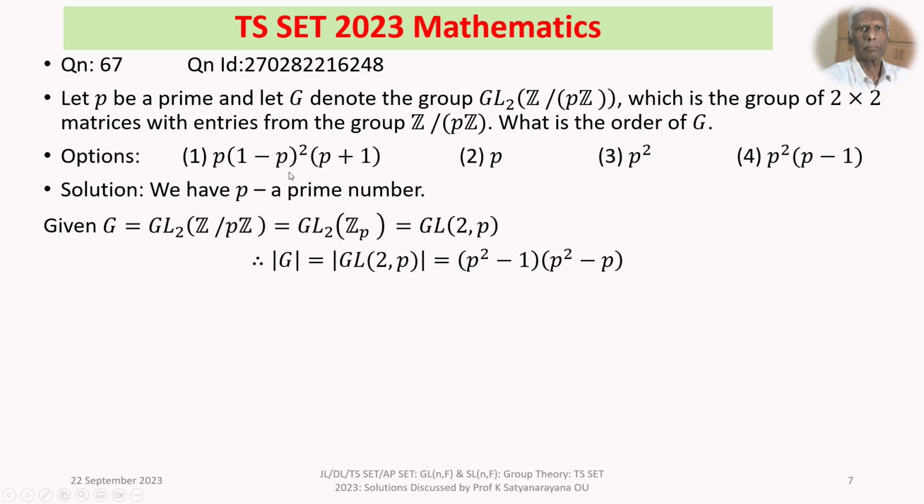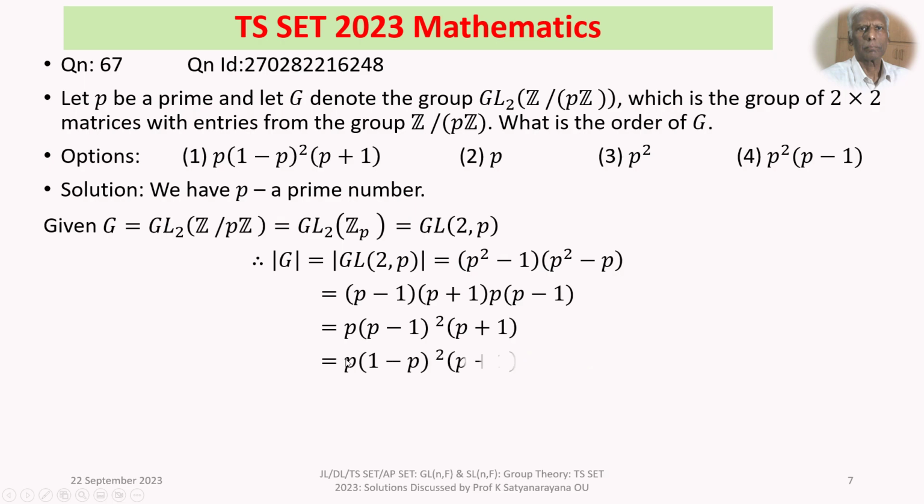To get the form of the options, we write P minus 1 into P plus 1 for P square minus 1. From P square minus P, P is taken common, P into P minus 1. So this is equal to P into P minus 1 into P minus 1, P minus 1 whole square into P plus 1. To put it in the form of the options, it is the same as P into P minus 1 whole square into P plus 1. That is precisely your option 1. So option 1 is your answer. It is a very easy question.